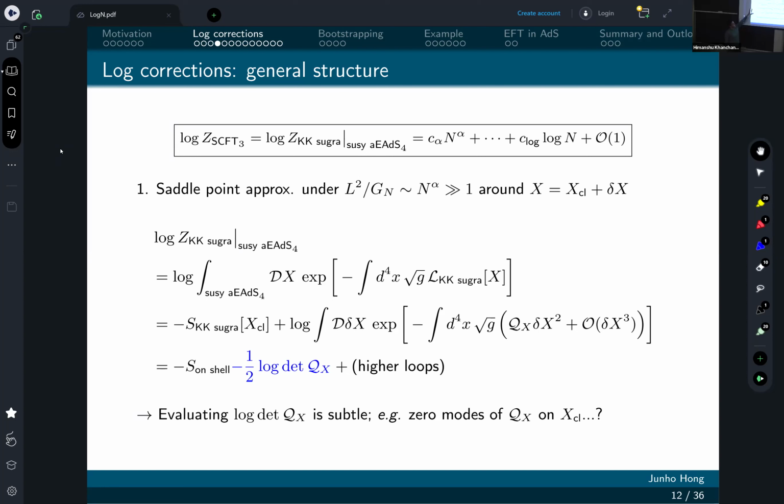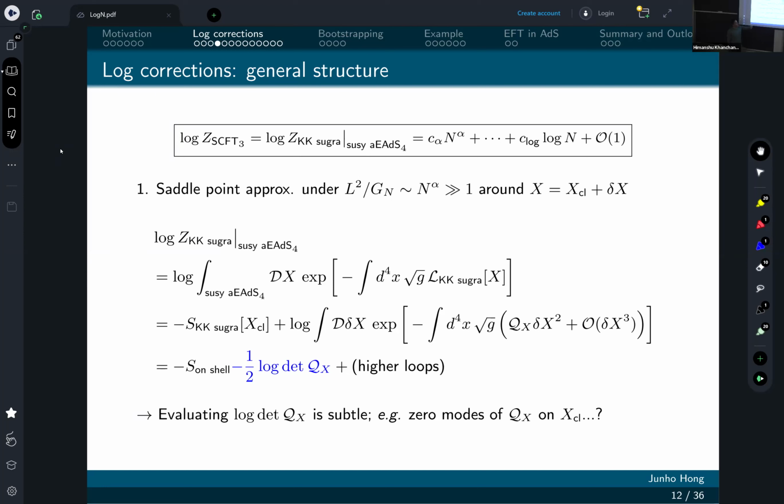Then you set a point of approximation. In the semi-classical limit, you have the on-shell action here. Then for quantum fluctuation delta X, you have kinetic operator Q. Then you have this obvious one-loop determinant, which is very familiar. And of course, there will be higher loops, but today, this term is enough.